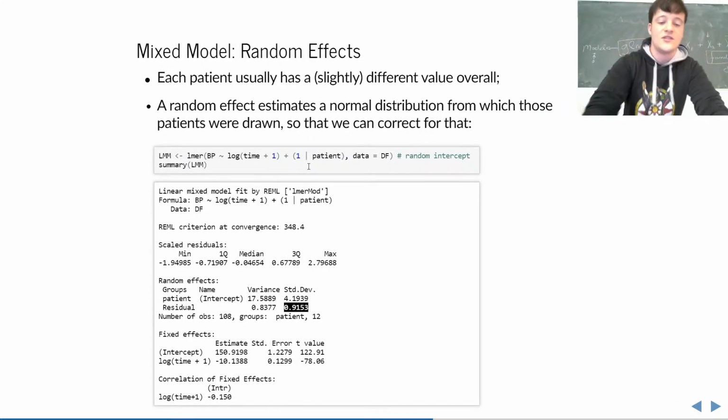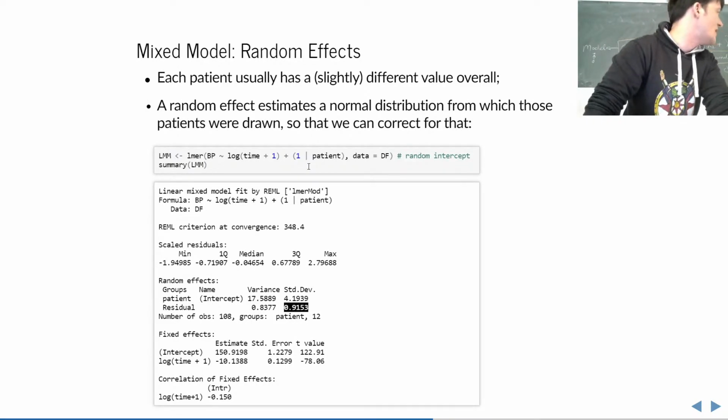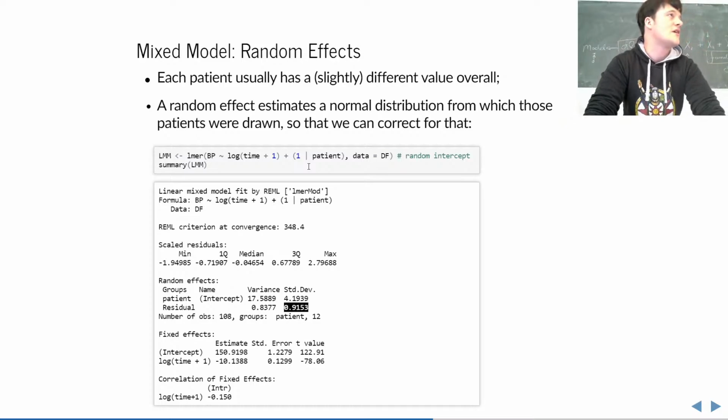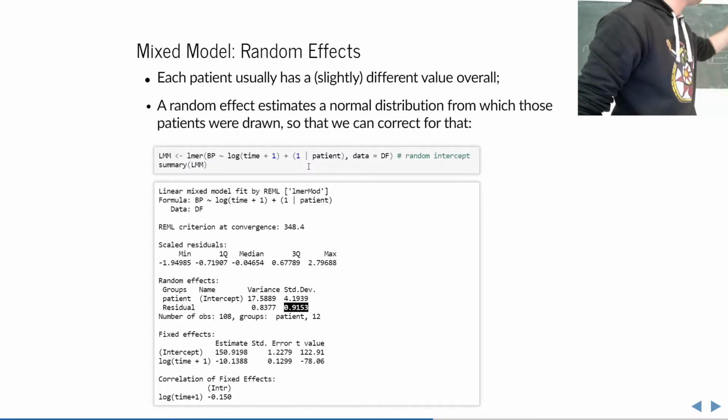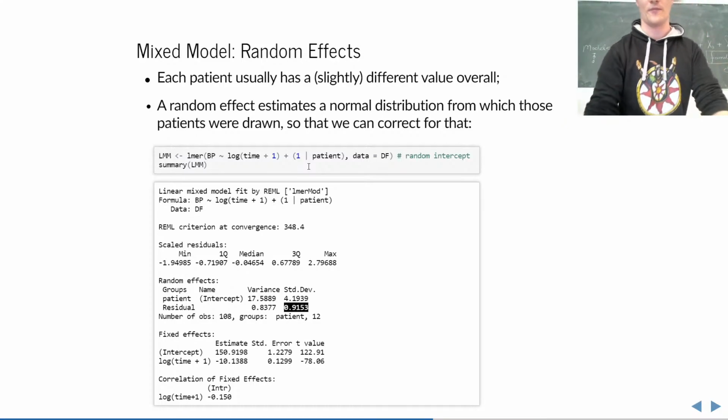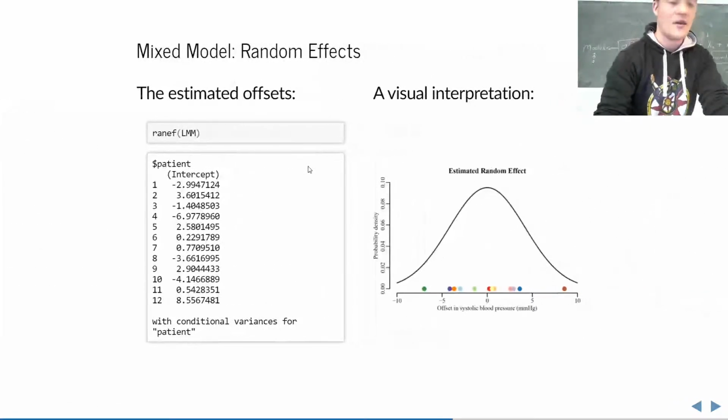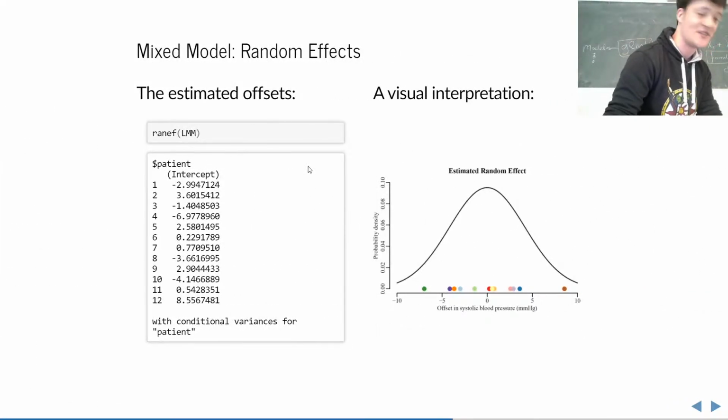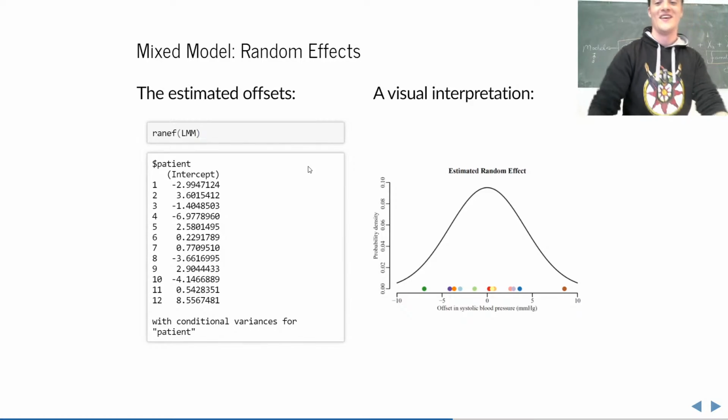The last thing is the correlation of the fixed effect. That one we're not going to use in this course, and it is not super important if you already carefully chose your model. So we're going to ignore that one. If I'm still going too fast, please comment again, and I will slow down further.